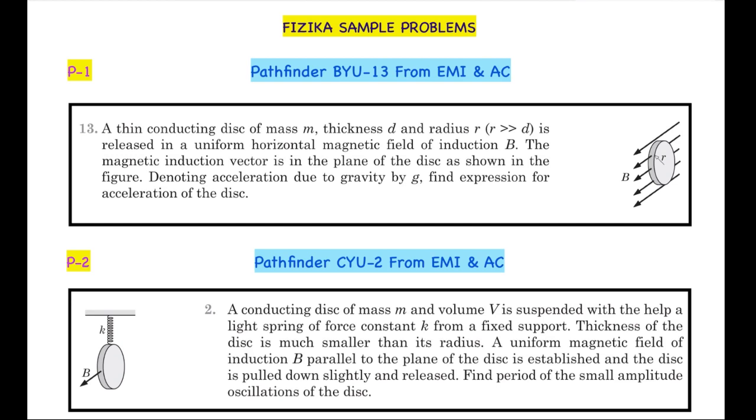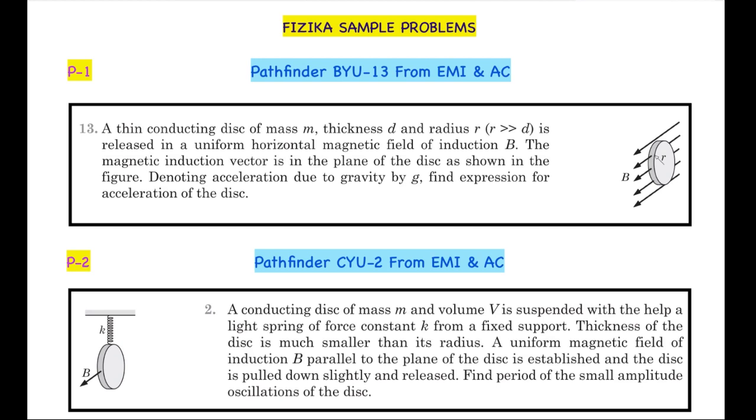So in this video we are going to look at 4 problems, and all of them are very similar. So first let's look through the 4 questions. The first question is from Pathfinder, Build Up Your Understanding, question number 13 from the EMI and AC chapter. The question is: a thin conducting disk of mass m, thickness d, and radius r, where r is very much greater than d, is released in a uniform horizontal magnetic field of induction B. The magnetic induction vector is in the plane of the disk as shown in the figure. Denoting acceleration due to gravity by g, find an expression for the acceleration of the disk. So this is the first problem.